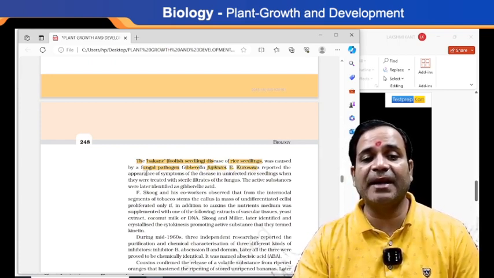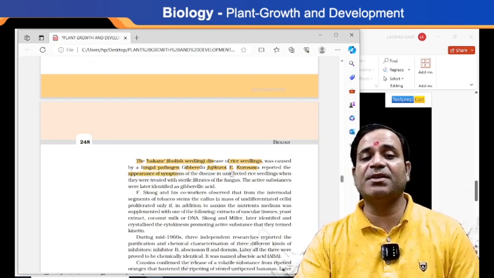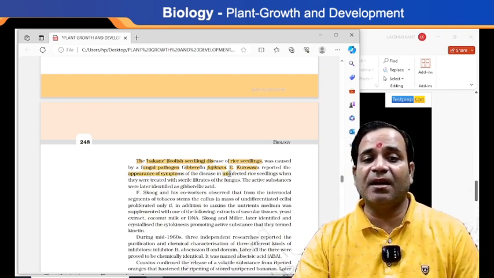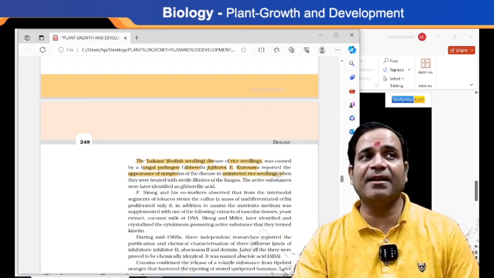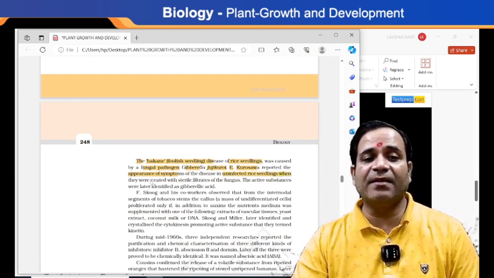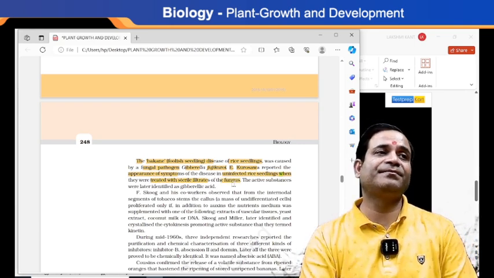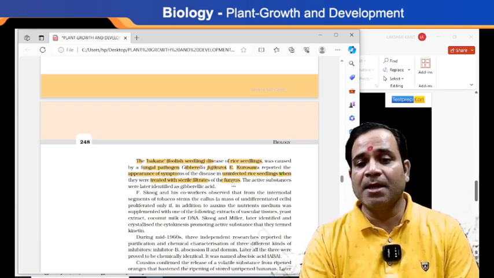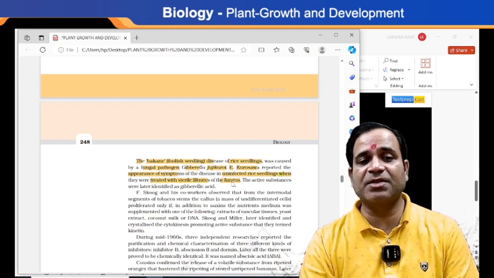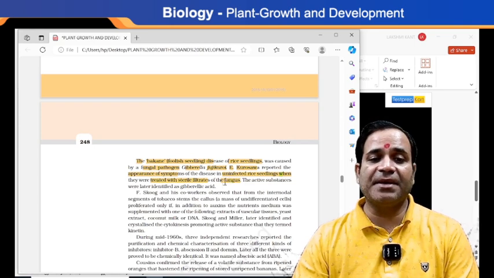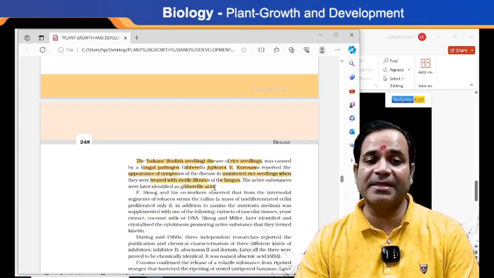This was reported through the appearance of the symptoms of the disease when uninfected rice seedlings were treated with the sterile filtrate of the fungus, my dear. The thing is clear. So this is the major active substance, which was later identified as an acid. The name of that acid is gibberellic acid, my dear.